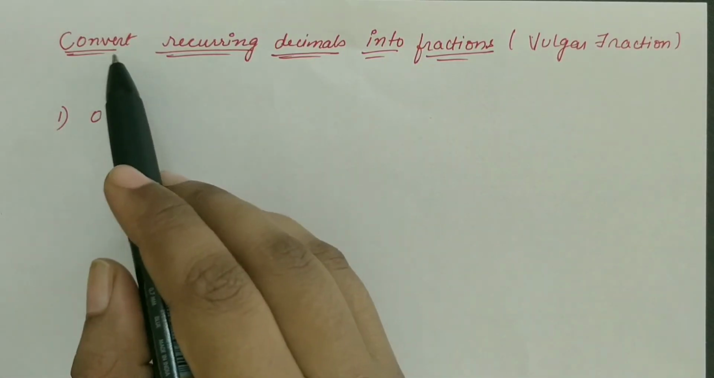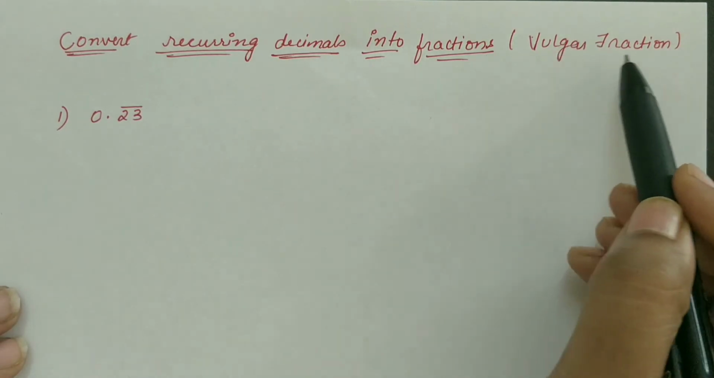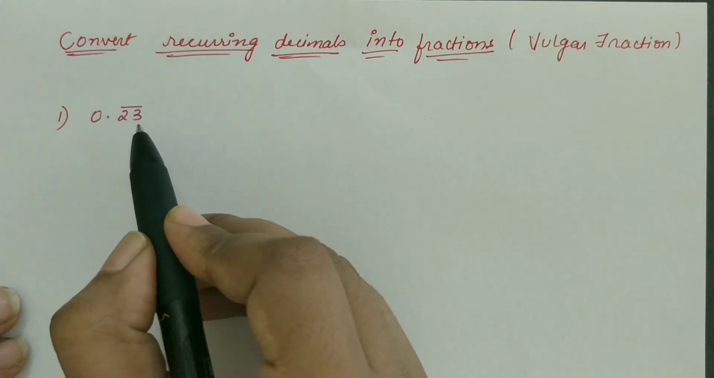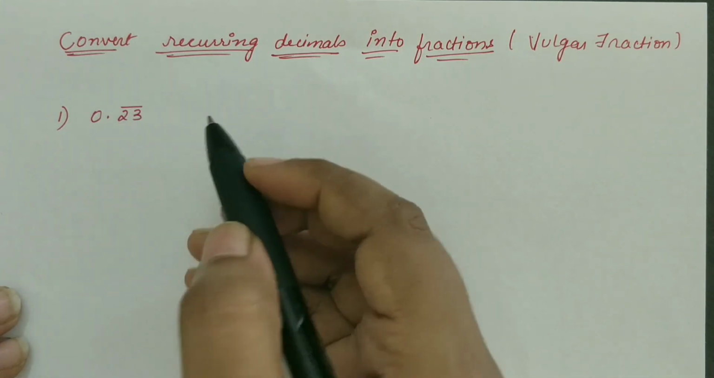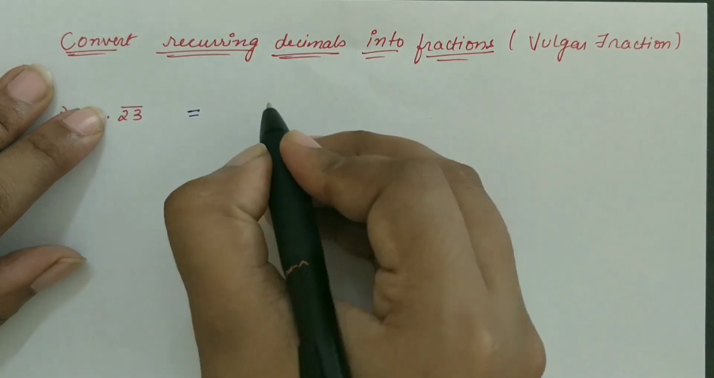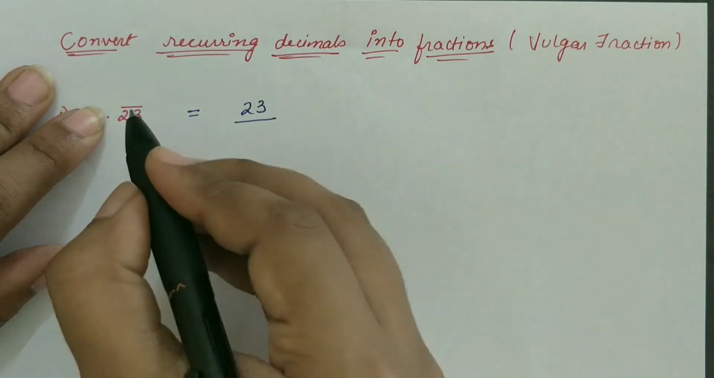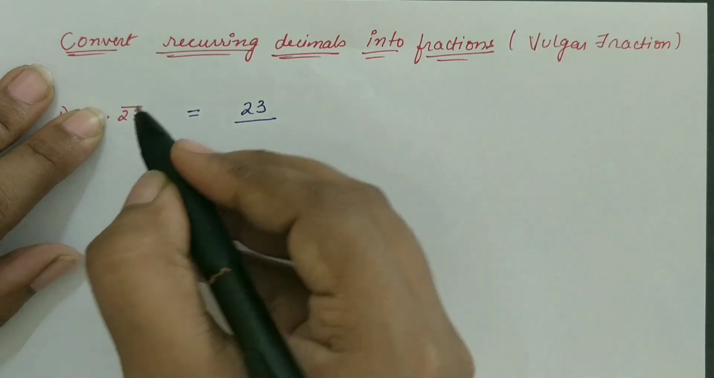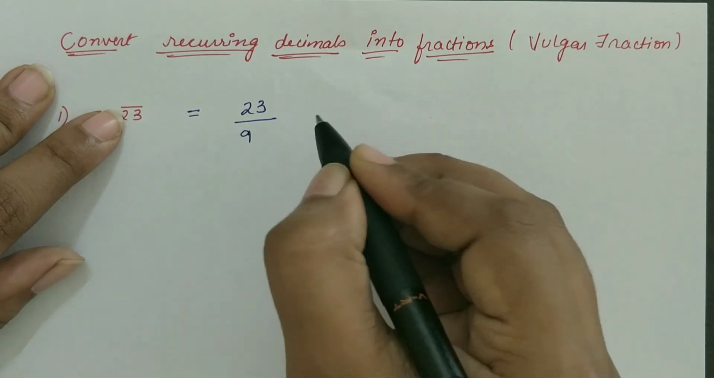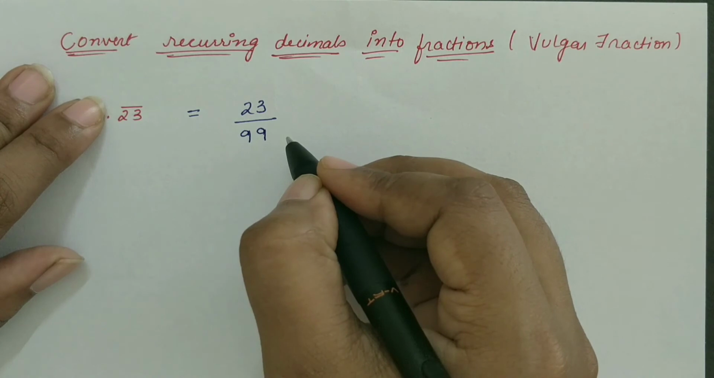Next topic, convert recurring decimals into fractions, called vulgar fractions. First one, 0.23 bar. In this, 2 and 3 are repeating. To convert into a fraction, write the decimal part 23 divided by, for every repeating digit, put 9 in the denominator. 3 is repeating, so 9. 2 is repeating, 9. 23 divided by 99.